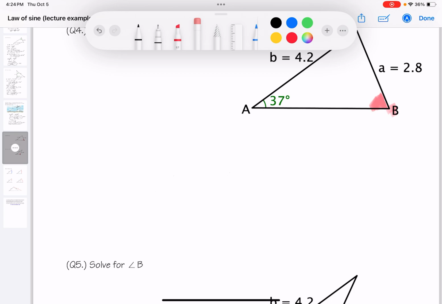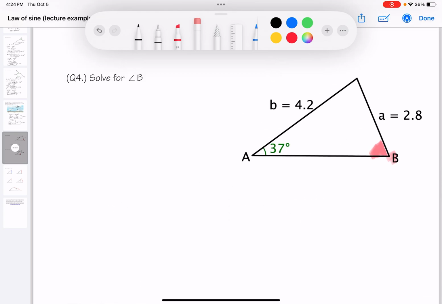Now, I'm always saying if you're using the law of sines, head for the small angle first. Well, B is a small angle. I can head for that pretty easily. What are you going to get? The sine of B. I don't know what B is, by the way. Over side B. I'll write this over here.